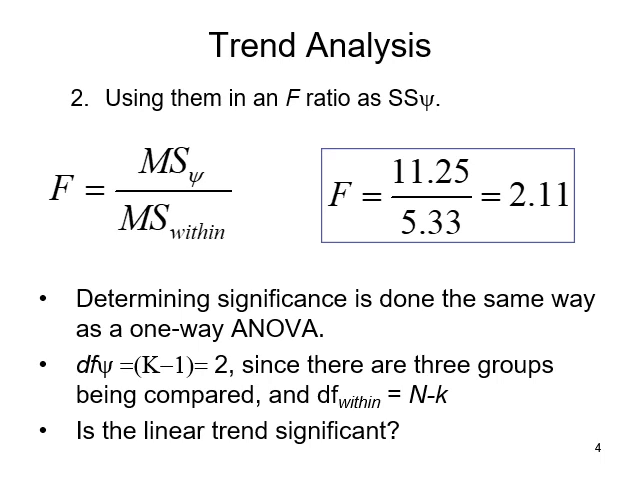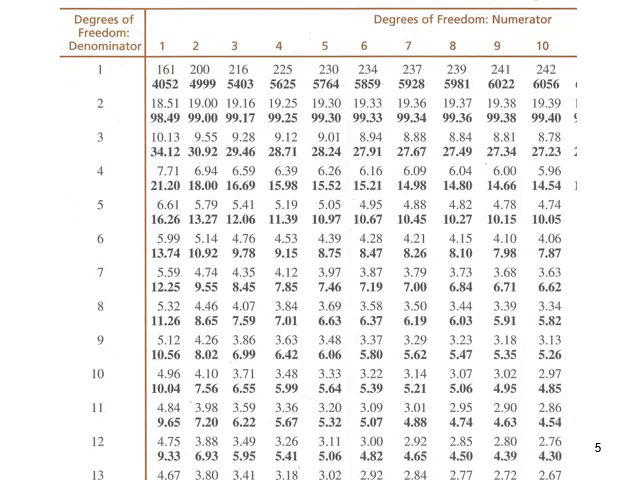And then determining the significance is done the same way as with any standard ANOVA. We're going to look at our degrees of freedom. K minus 1 is 2. And again, our degrees of freedom within, n minus k, is 12. And we're going to look at that table to see, is a 2.11 significant? And indeed, it is not. There is not a linear trend to the differences between our groups.